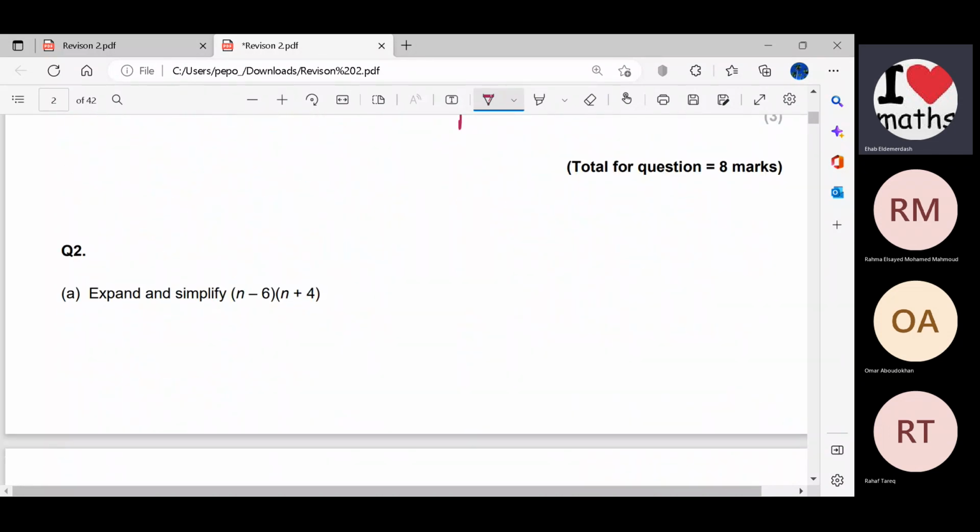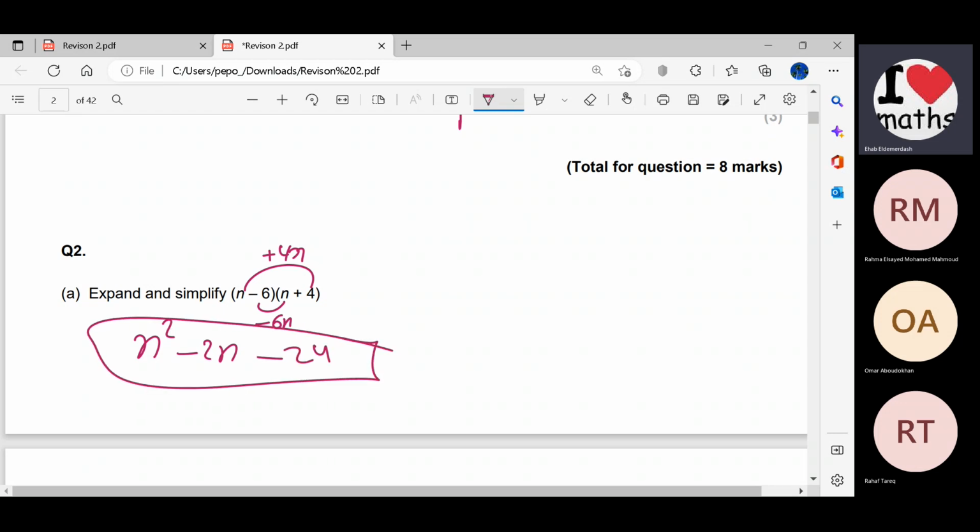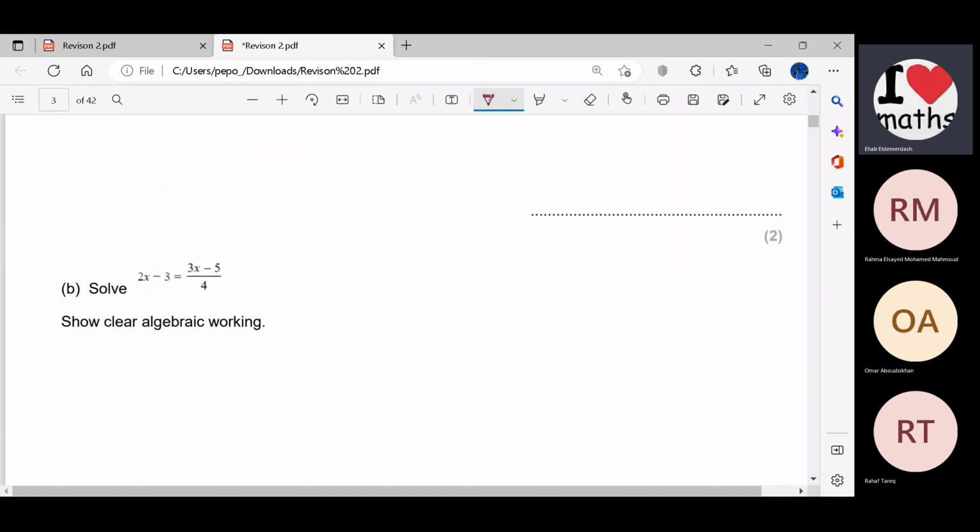Do you have any problem with expand and simplify? Just remember, I can do the FOIL method, right Anas? Here it will be n squared, then outer and inner which will be positive 4n minus 6n together will be negative 2n, and then minus 24. That is my expansion. Do we have any problem with the expansion? Okay, let's go for this question. I think we did this question before.